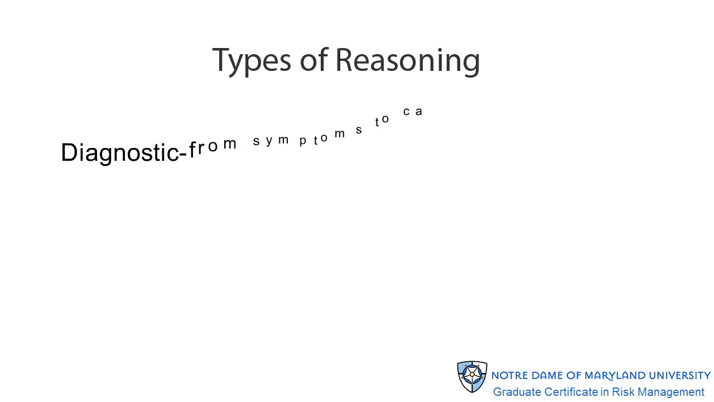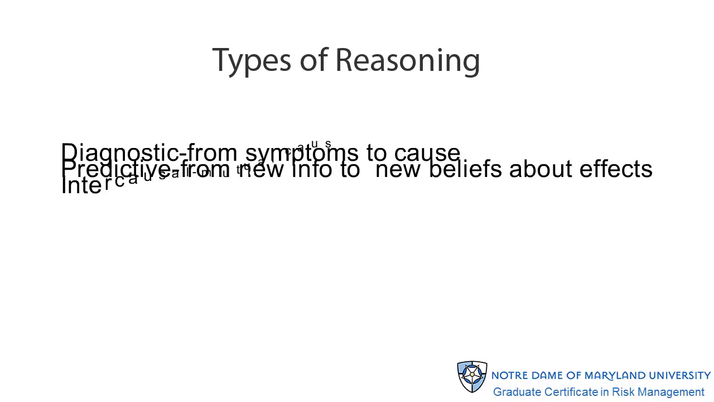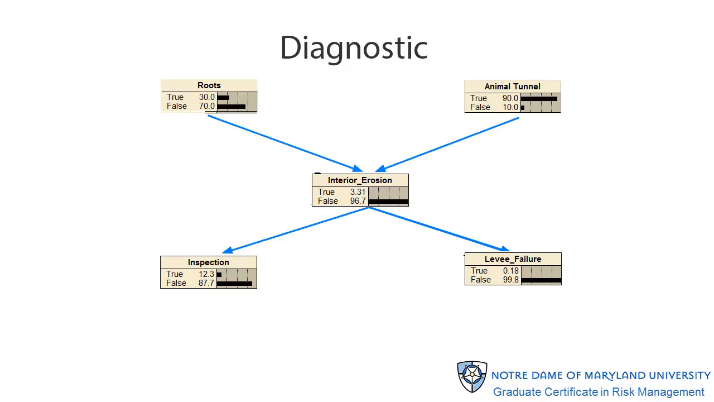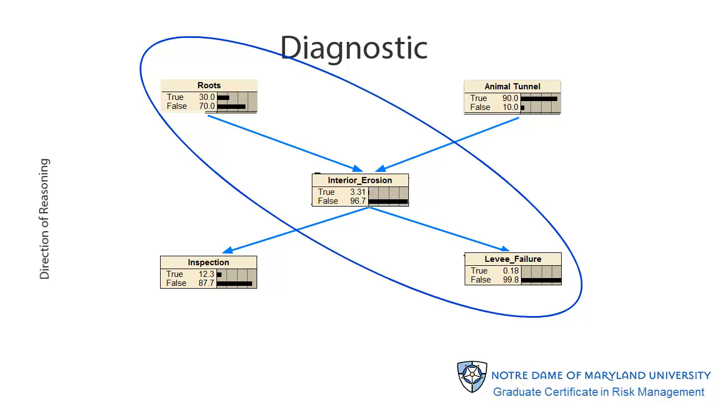Bayesian belief networks support different types of reasoning, including these four. Diagnostic is reasoning from symptoms to a cause. Predictive reasoning takes you from new information to new beliefs about final effects. And intercausal reasoning examines mutual causes of an effect. Then there can be combined reasoning, which involves two or more of the above kinds of reasoning. Diagnostic reasoning begins with the levee failure and works backward to the causes of the levee failure.